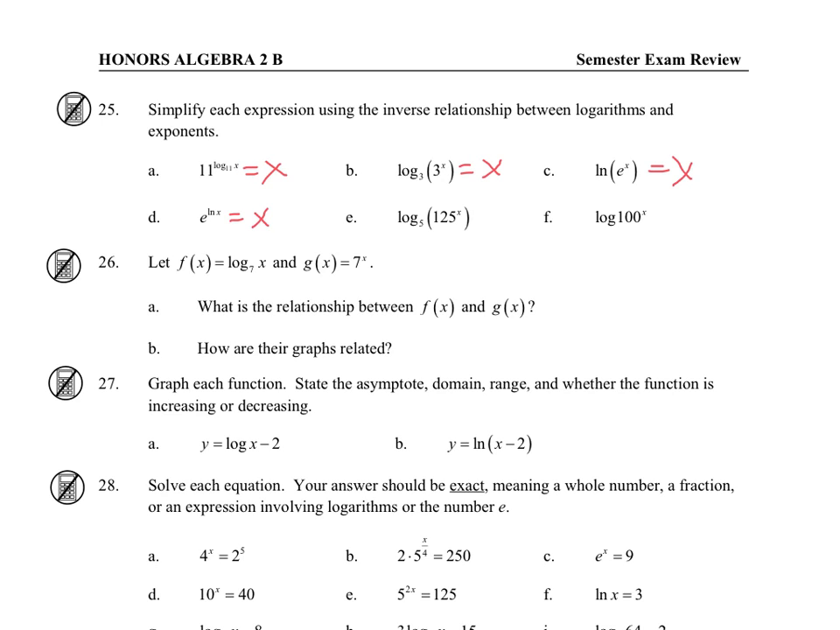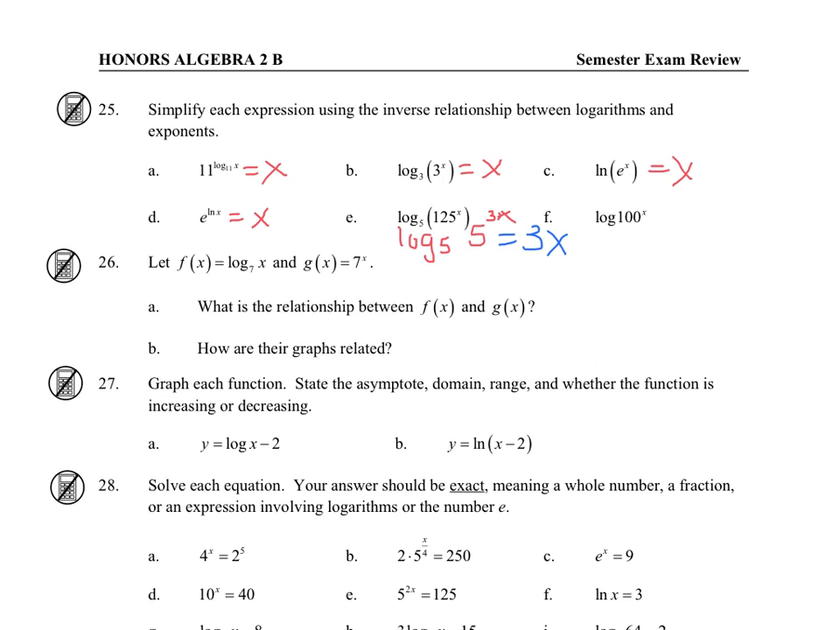Now, for e, 5 and 125 aren't the same base, but we can make them the same base by changing 125 into 5 to the third. So now that we have both the bases of 5, the answer is 3x.